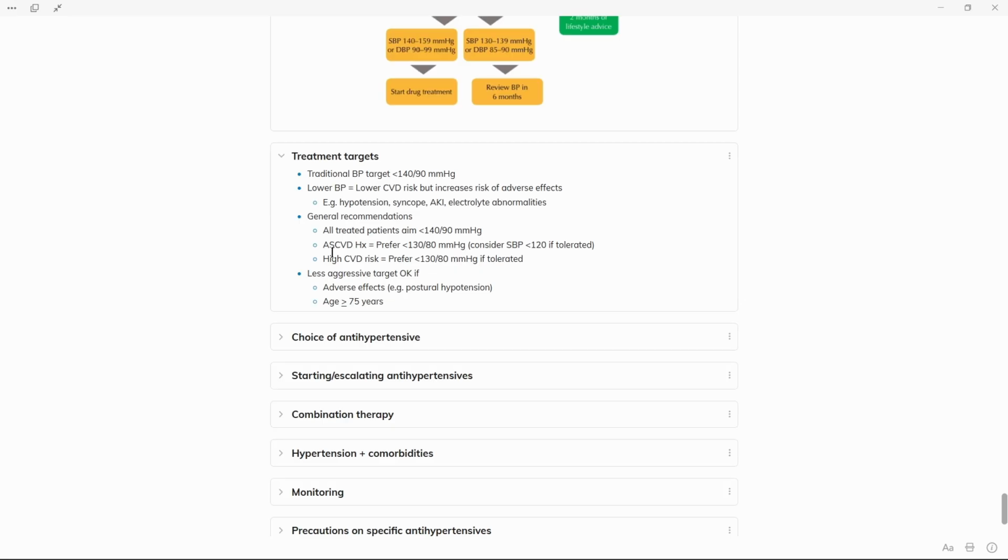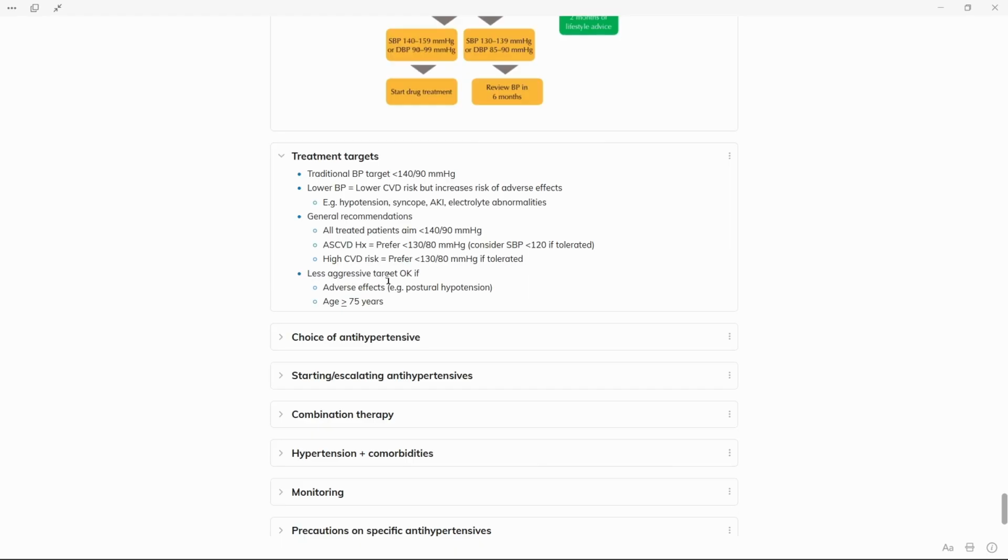comorbidities which necessitate tighter blood pressure control. For example, if they have a history of atherosclerotic cardiovascular disease, then we prefer the target to be less than 130 over 80. You can aim for a lower systolic of less than 120 if the patient can tolerate it. If they're at high CVD risk, as per eTG and the CVD risk calculator, we prefer less than 130 over 80 as well, even if they don't have any comorbidities.